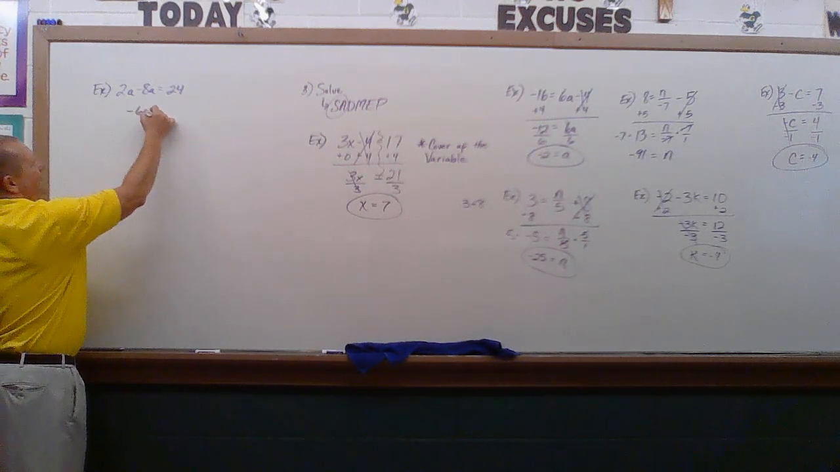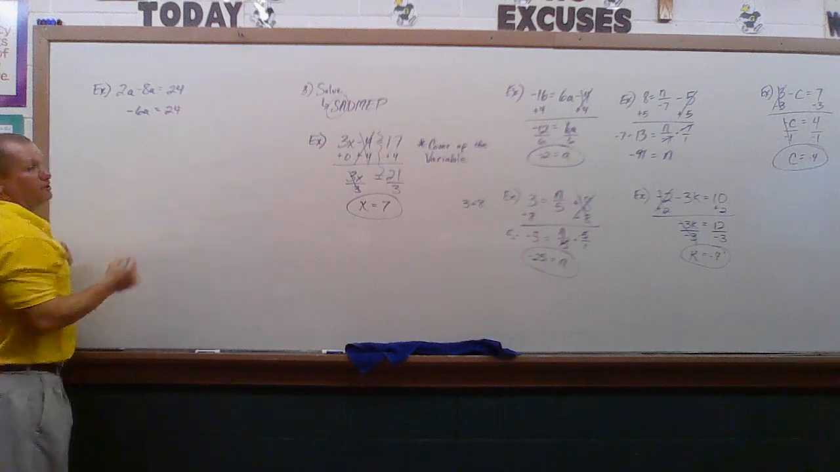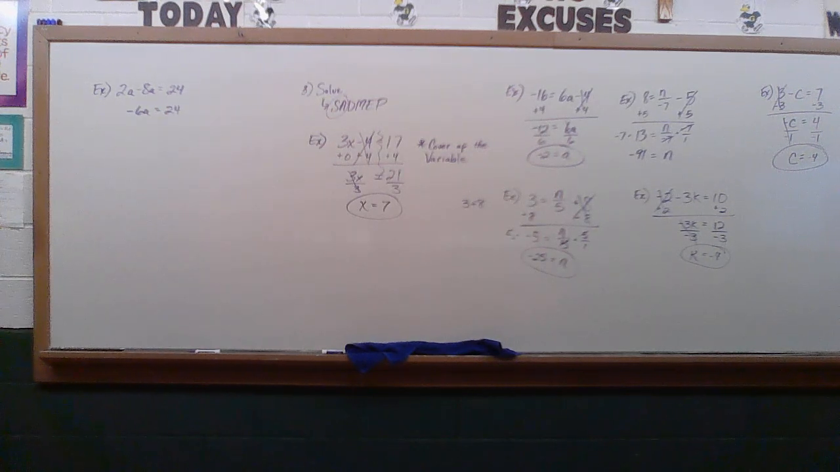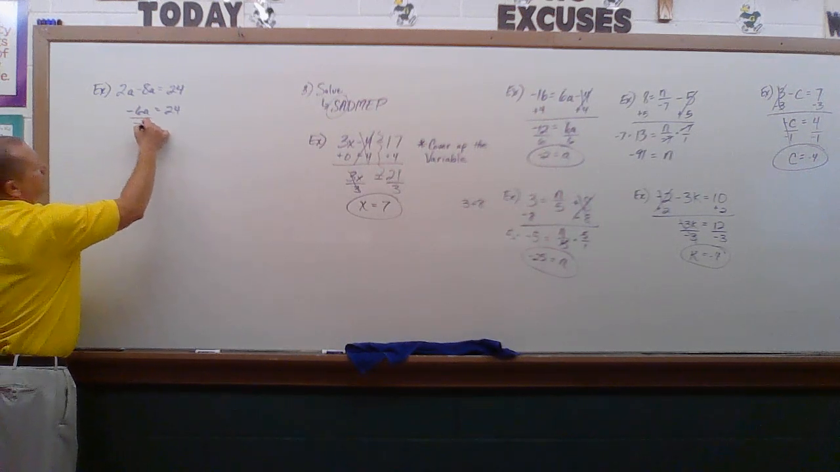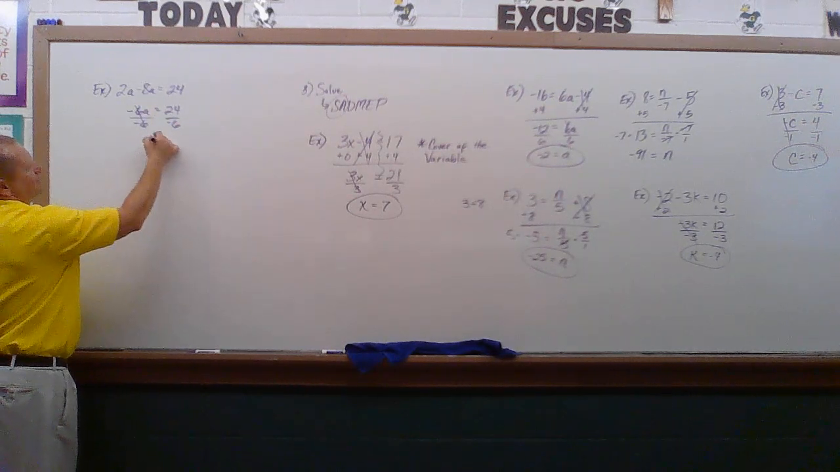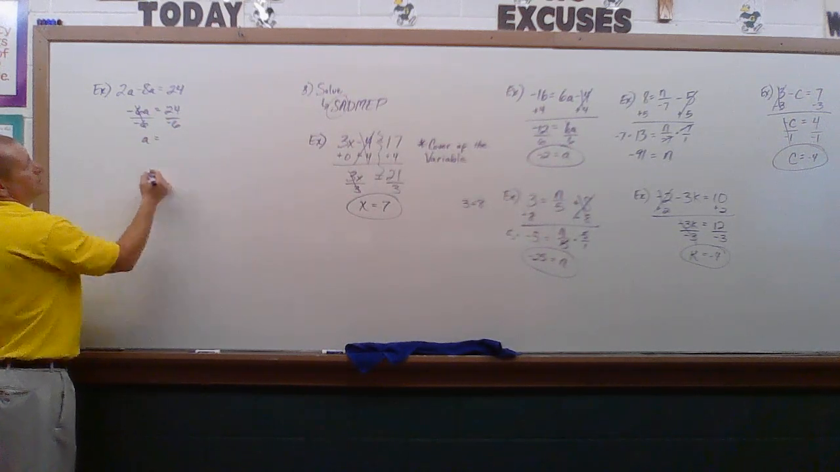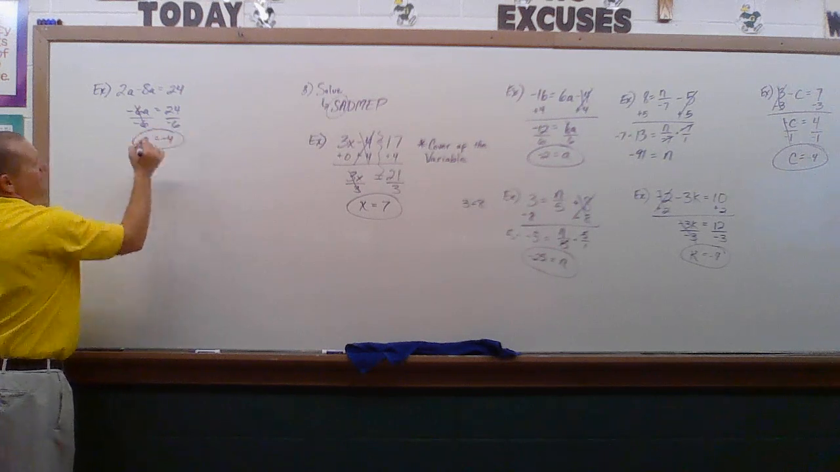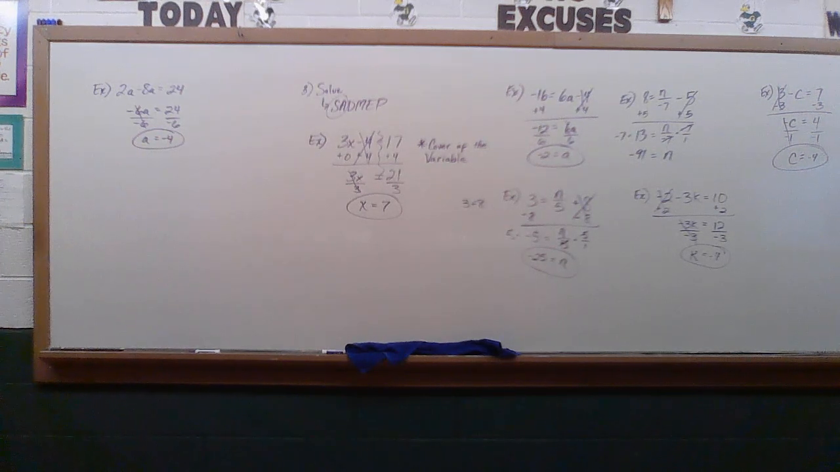Negative 6a equals 24. So that's my simplifying part. Now I just do the problem. How do I get a all by itself? Divide by negative 6. My negative 6's cancel out, so a is equal to negative 4.